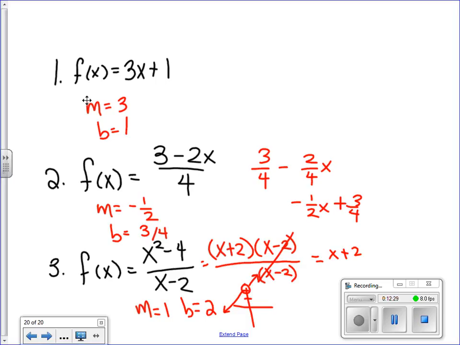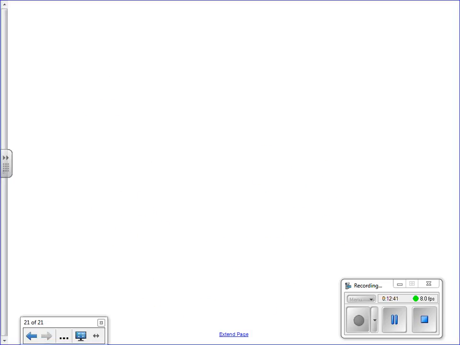So average rate of change. Remember average rate of change? Okay, average rate of change is a slope. It's the slope of a secant line. Secant line means that it touches the graph in 2 places.